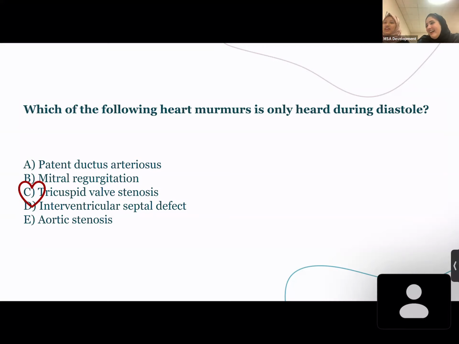And then the one thing that's new here is patent ductus arteriosus and ventricular septal defect. Both of these are heard throughout. So even if you hear them in diastole, you'll just hear the same kind of murmur throughout the whole cardiac cycle. Why? Because patent ductus arteriosus or septal defects are just open throughout the cycle, and they're not supposed to be open at all. So that's why you just hear it throughout. Is that okay?